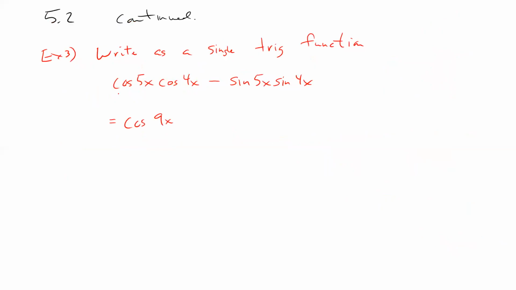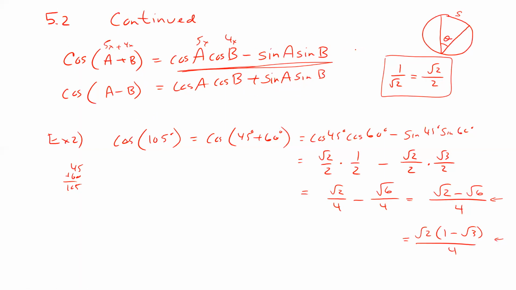Absolutely. So when you look at this one right here, you're saying, oh, you know what? That's actually a formula on the right-hand side already, right? So the question is, which formula is it? And then what are my angle values? As I look at this, it's going to be the top formula. And then that means that A has to be the 5x, B has to be the 4x, because you're just plugging it into the formula itself. And you're just trying to get the simplified version here. So cosine of 9x.